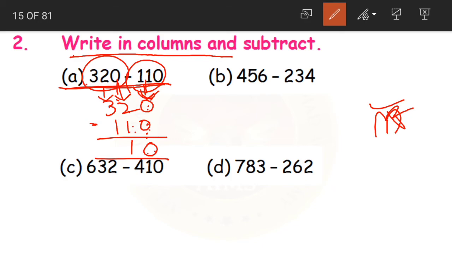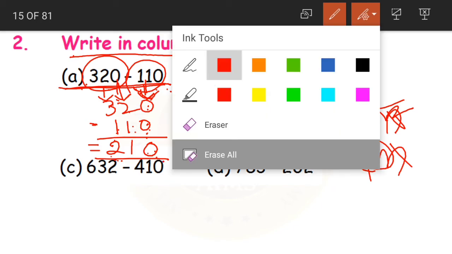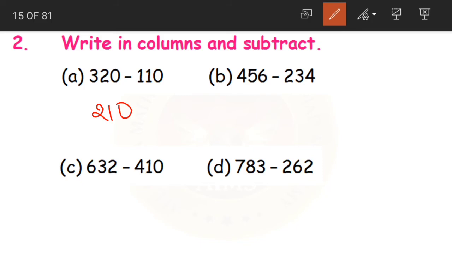Now lastly 3 minus 1. Show 3 fingers and close 1. What are we left with? 2. So 3 minus 1 is equal to 2. What is the difference, children? 320 minus 110 is equal to 210. Clear? Clear about question number A?